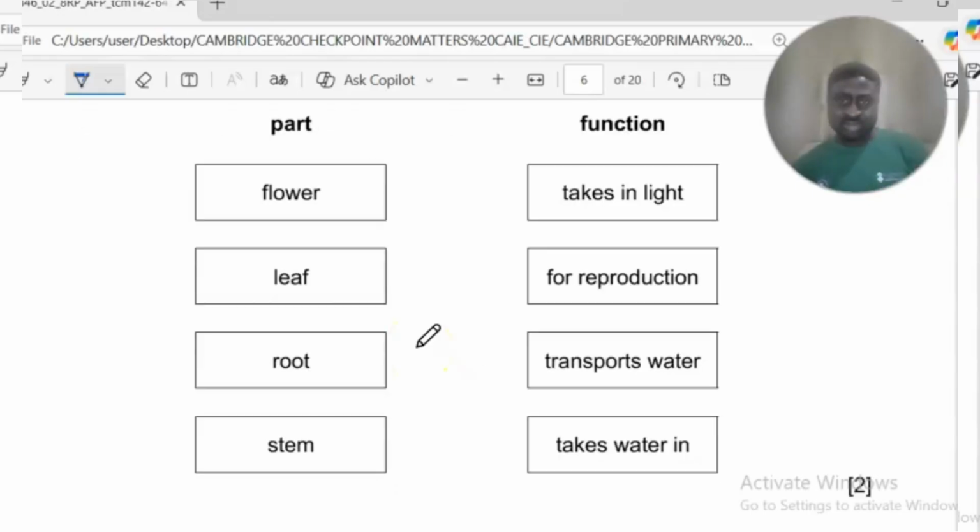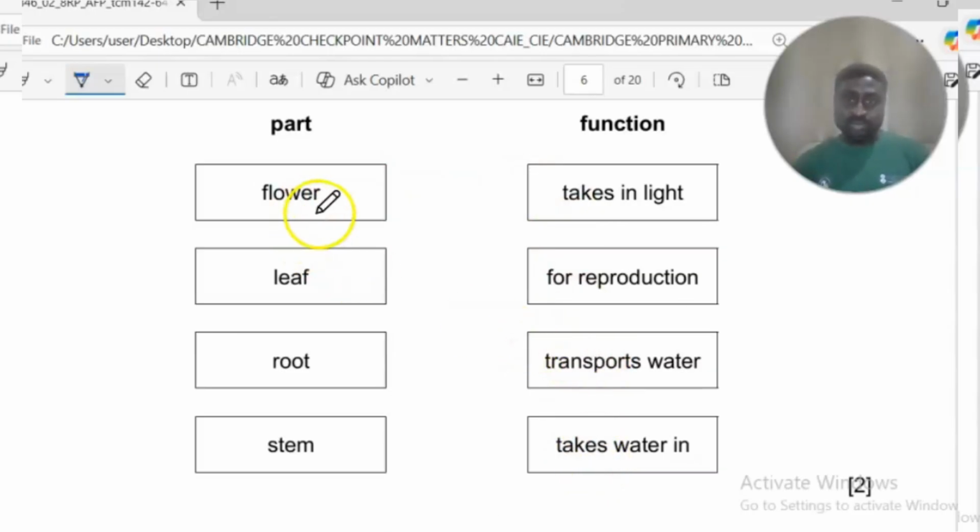We have different functions that have been randomized for us to cross match. So one of the functions here says takes in light, for reproduction, transports water, takes water in, and all this goes for 2 marks when correctly done. So let's start with the first one here. I usually tell students to take out time to understand first what each part of the plant does. You have to start recalling that in your memory. Then you look at the question again, pick one part at a time and compare or match with these 4 to see which one best fits or best describes it.